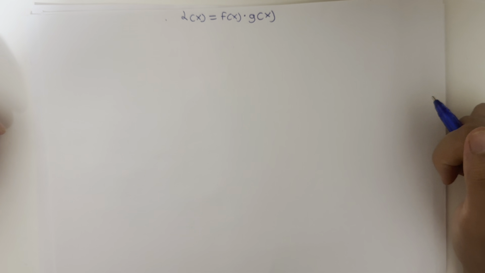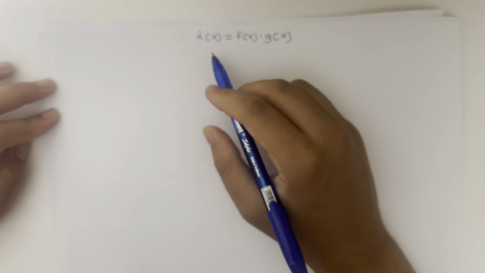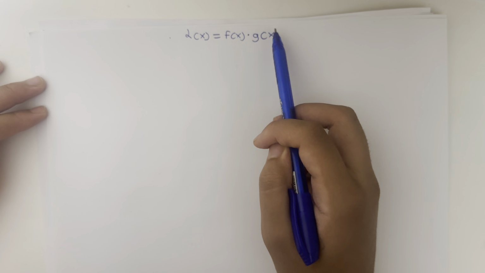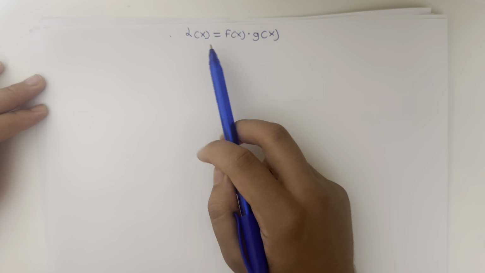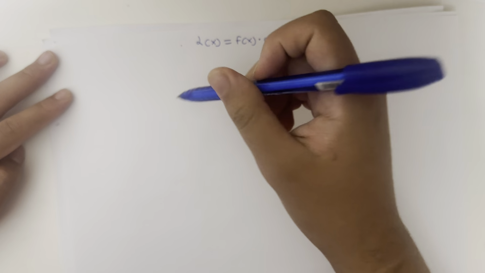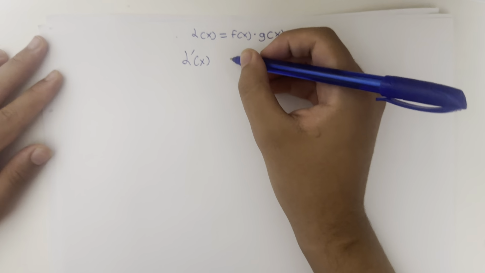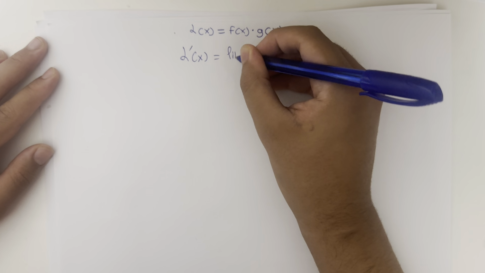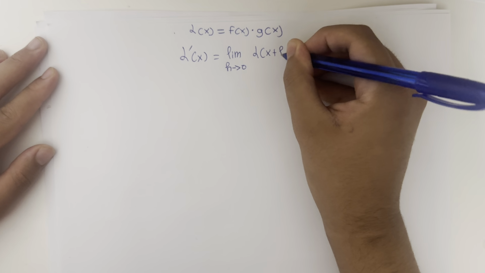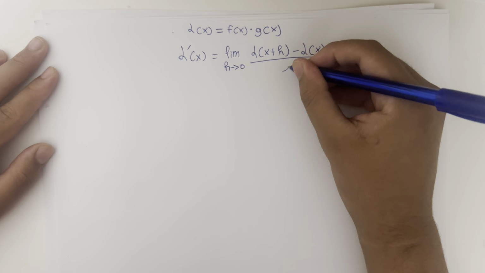In today's video, we will be deriving the product rule. So let's say we have a function L of x, where that function L of x is equal to two different functions f of x and g of x multiplied by each other. So L of x is the product of f and g. We know by the limit definition, if we wanted to find the derivative of L of x, well, L prime of x is going to equal the limit as h goes to 0 of L of x plus h minus L of x divided by h.